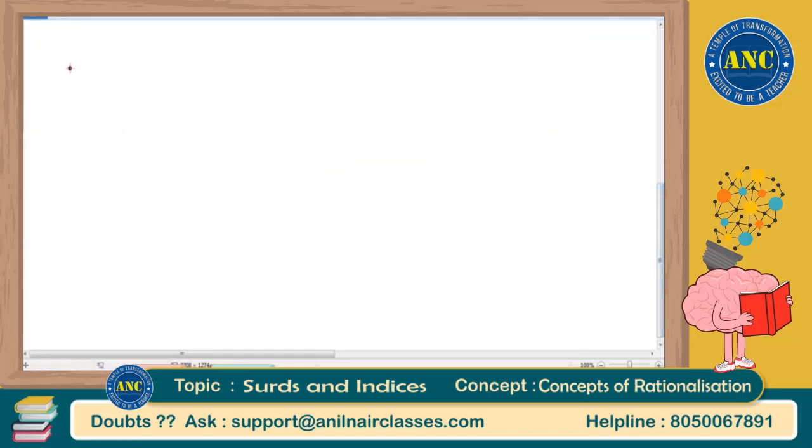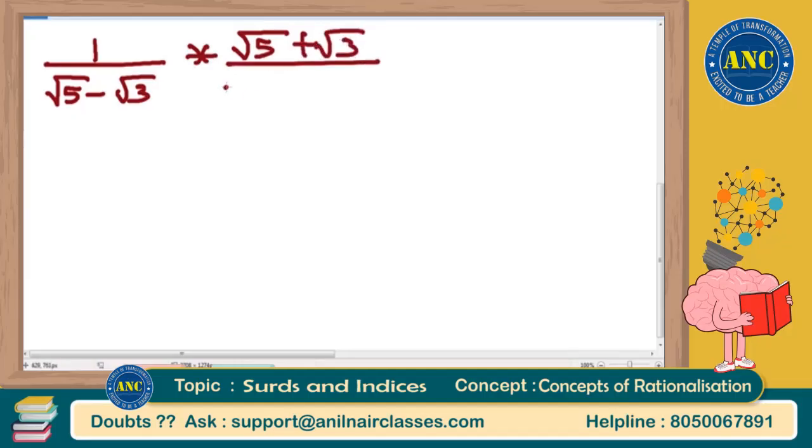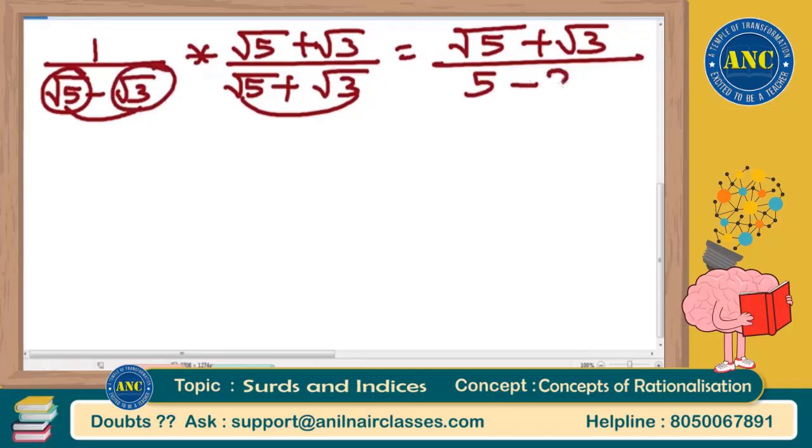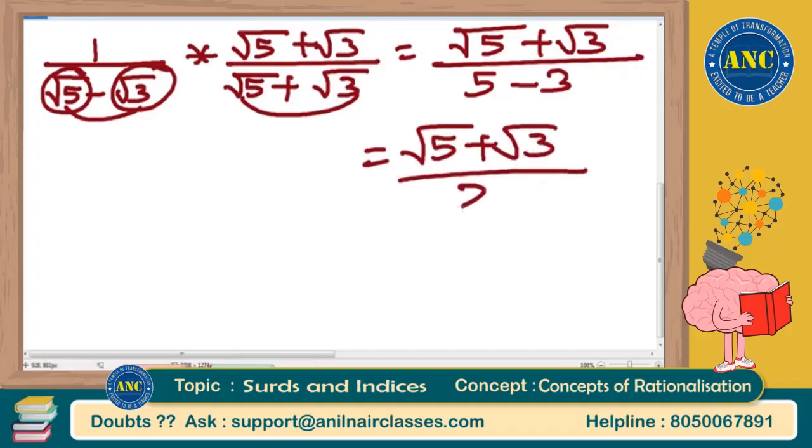Suppose for example, I have 1 by root 5 minus root 3, right? If I normally do it, it is multiplied by root 5 plus root 3 divided by root 5 plus root 3. So this is the normal way of doing. Numerator is root 5 plus root 3, denominator is a minus b into a plus b, a square minus b square, root 5 whole square is 5, root 3 whole square is 3. So your answer is root 5 plus root 3 divided by 2.